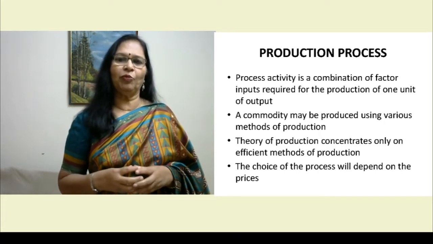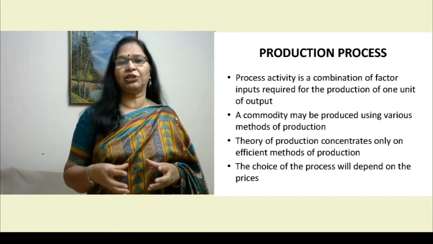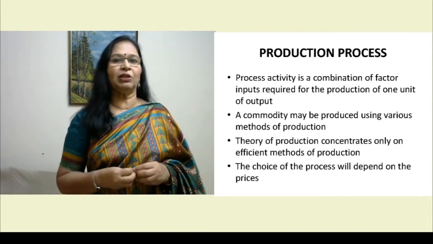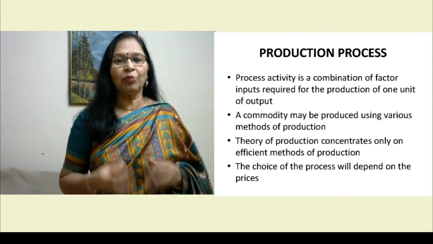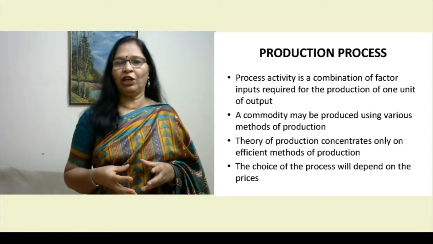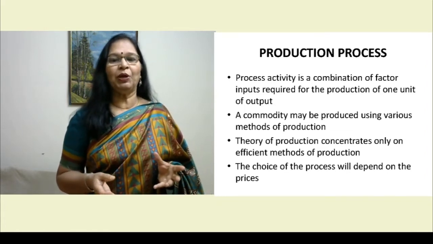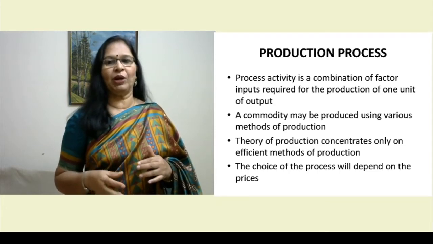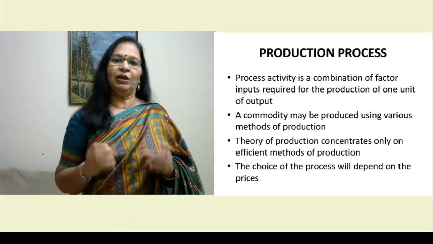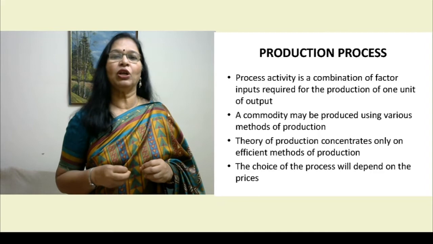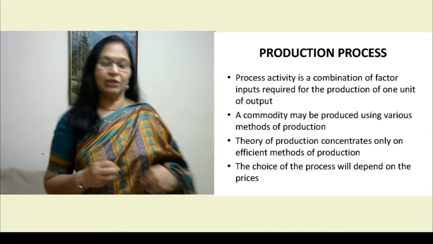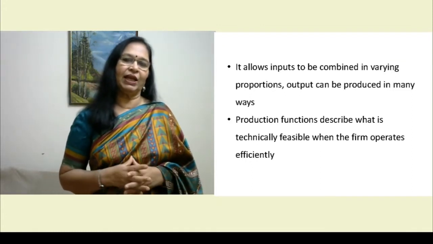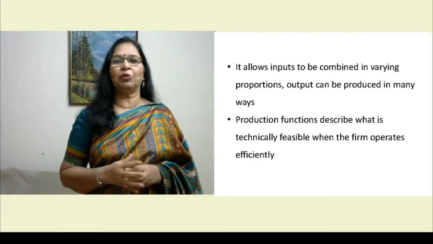And theory of production will concentrate only on those production methods which are efficient, which means the producer is interested only in those methods of production which will give him the maximum profit. So any inefficient production, if he adopts, he undergoes a loss. So a rational producer, like a rational consumer, will opt only for those methods of production which will give him the maximum returns or maximum profits. So the choice of the process will depend upon the prices of the inputs. What are the prices of the inputs? What is its availability? That will decide which of the factors will be used in the process of production.